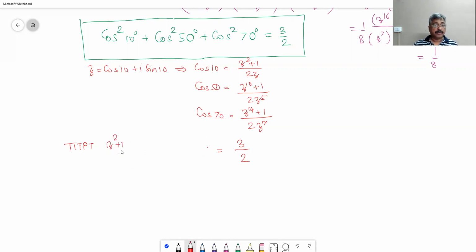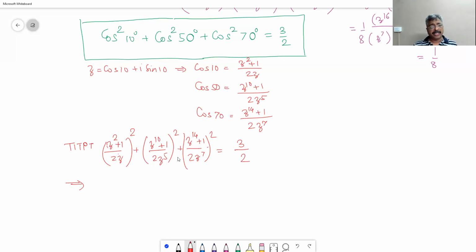z square plus 1 upon 2z bracket square, plus z raised to 10 plus 1 upon 2z raised to 5 bracket square, plus z raised to 14 plus 1 upon 2z raised to 7 bracket square. This is what is to be proved. So then can we simplify this and figure out what is to be proved as a polynomial, by making maybe RHS equal to 0? No, I mean let us first check.